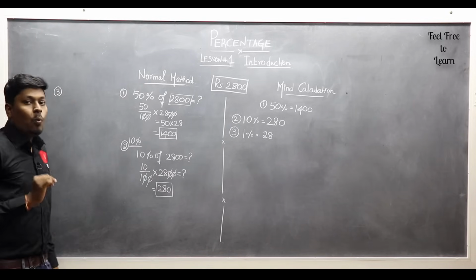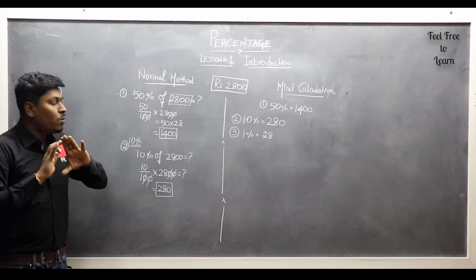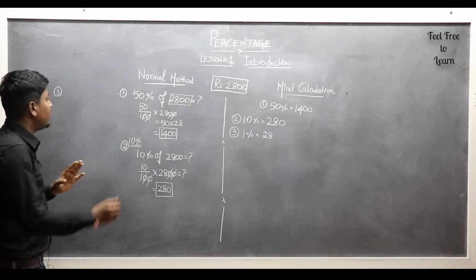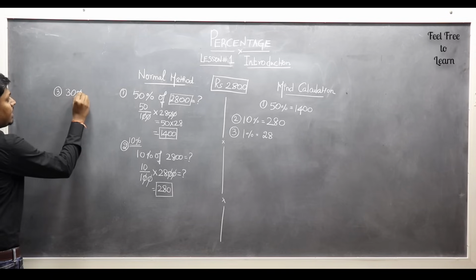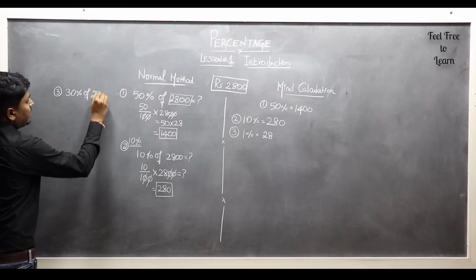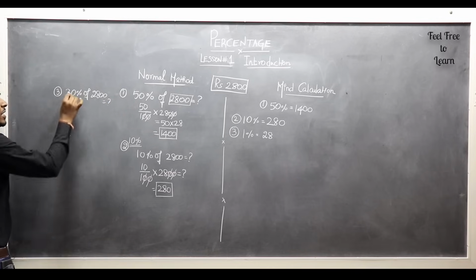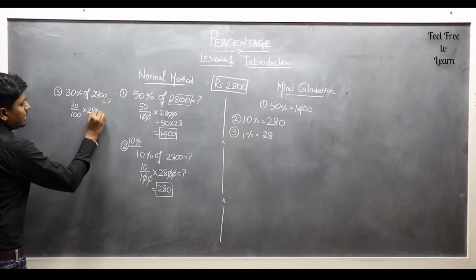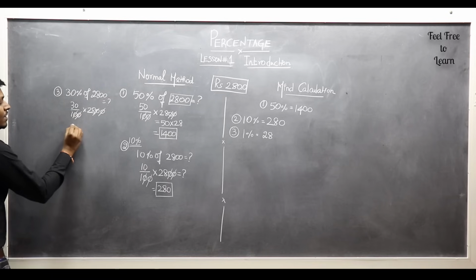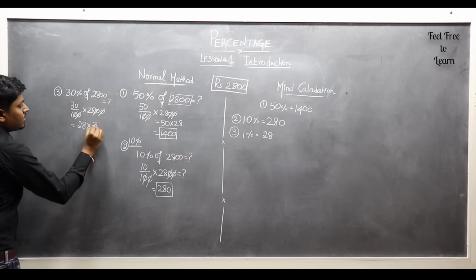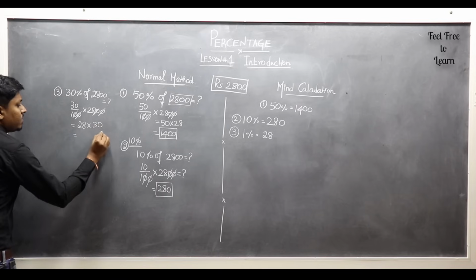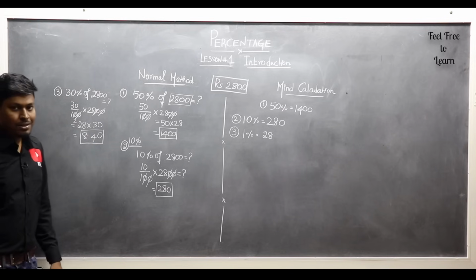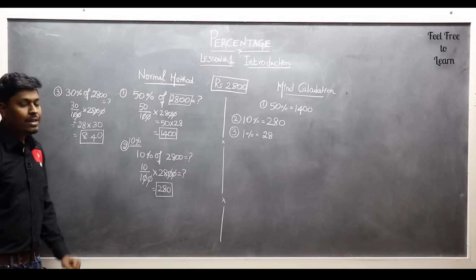if someone is asking what is 3%, or we can take what is 30%. 30% of 2,800. In a normal way, what will you do? You need to write 30% of 2,800 equals question mark. Then you remove the percentage, that is 30 divided by 100, into 2,800. Then cancel the zeros, and multiply 28 into 3. That is 84, so 840. So in the normal method, we found 30% of 2,800 is 840.